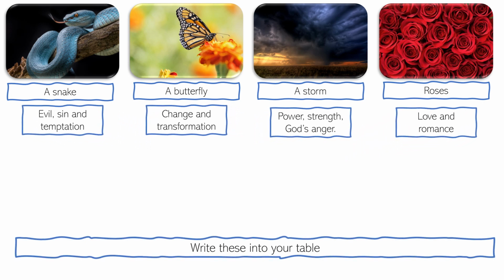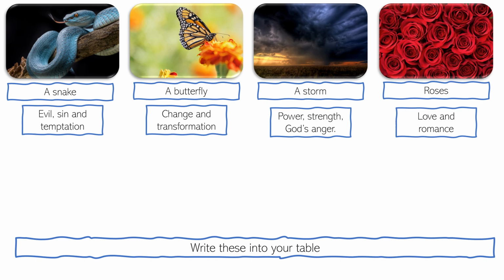There we go. So we've got the snake represents evil, sin and temptation. A butterfly represents change and transformation. A storm represents power, strength and God's anger. And the roses represent love and romance. So I want you to put these in your table and I'll show you how on the next slide.